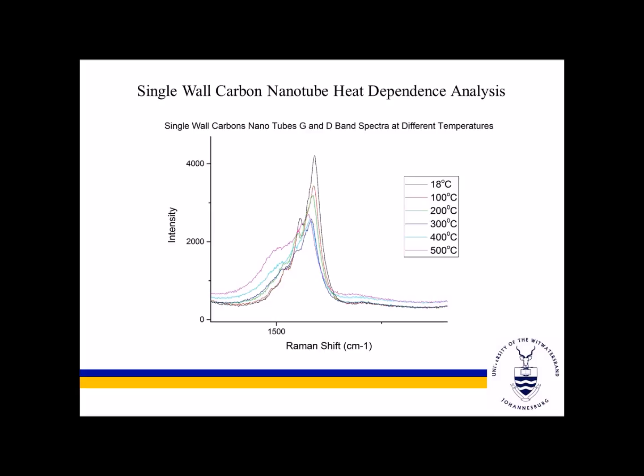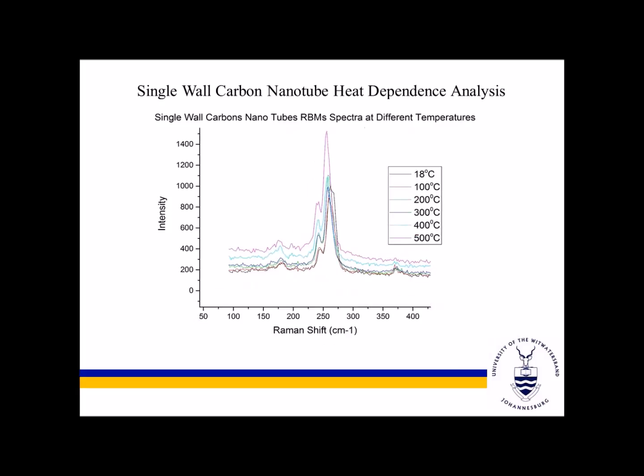We also see that there are different peaks forming within the initial G band. This is indicative of the optical energies being relative to the temperature within the system. Hence, the different single-wall carbon nanotubes will be moving in and out of resonance as temperature increases.